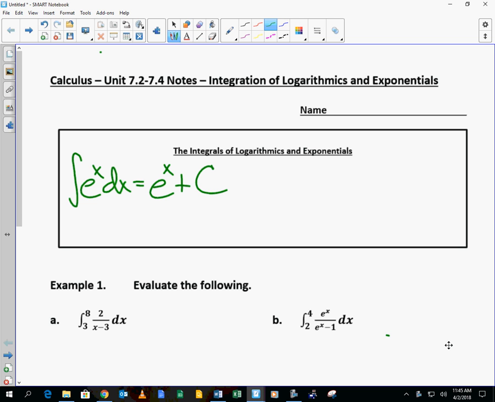I'm going to change it just a little bit. What about the integral of b to the x dx? Suppose the base is not e. It's b to the x divided by the natural log of b plus a constant.